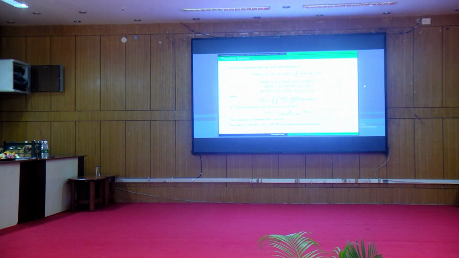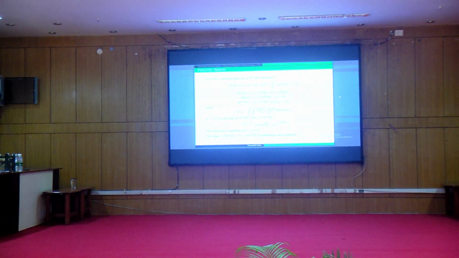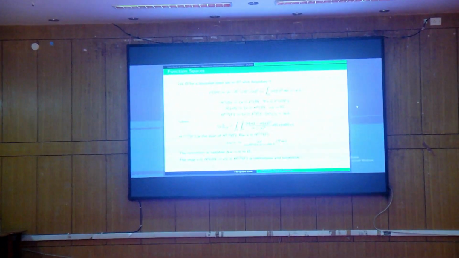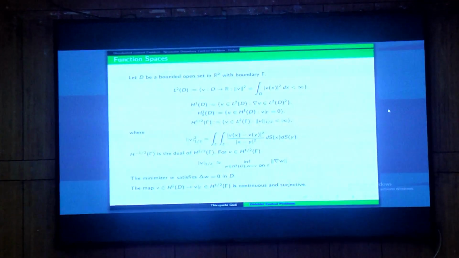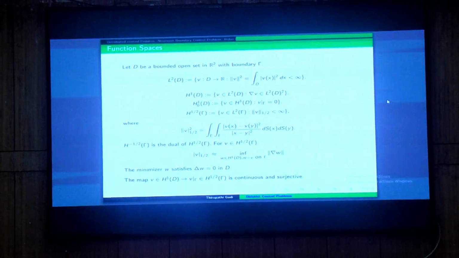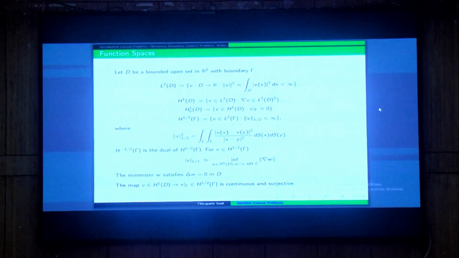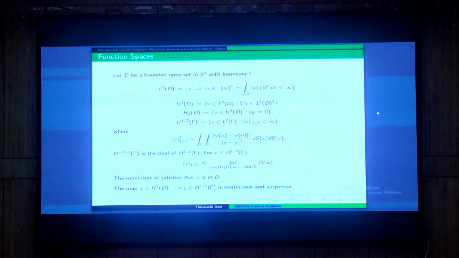H one-half is a space of square integrable functions for which the norm is defined by a double integration which is finite. The important thing is that the H one-half norm on the boundary is a double integration. When we use this double integration directly in numerics, it doesn't give a sparse matrix, it leads to a dense matrix. So one should avoid using such double integrations.